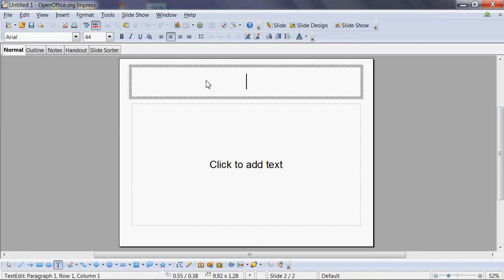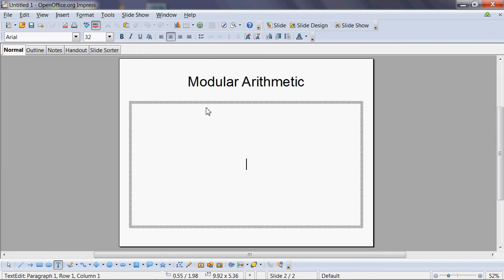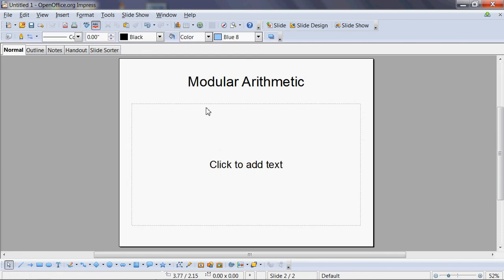Hi everyone, today we will be talking about modular arithmetic. So let me give you some example to illustrate what this modular arithmetic means.